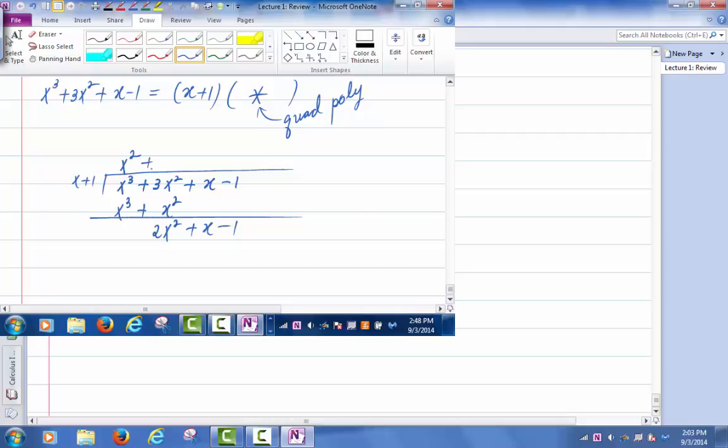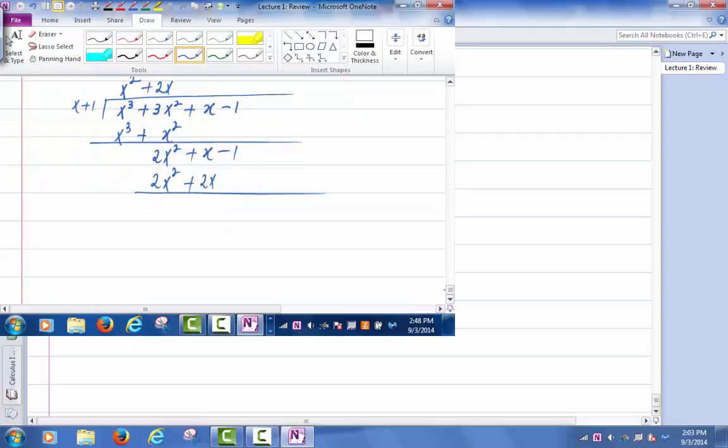Now I have to match what? 2x squared, so I get 2x. And I get 2x squared plus 2x. And then I subtract. Now when I subtract, what do I get? Negative x. Finally, I multiply with -1. I get negative x, -1. The remainder is 0, right?